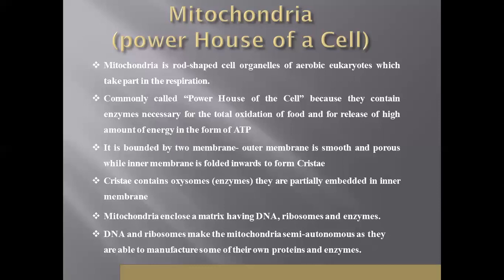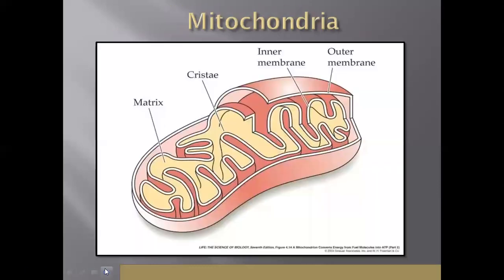Many times in exams it is asked to name the semi-autonomous organelles. So the answers are mitochondria and plastid. Why is it known as semi-autonomous? Because it has its own DNA and its own ribosomes. So it is able to synthesize its own protein and enzymes, right?